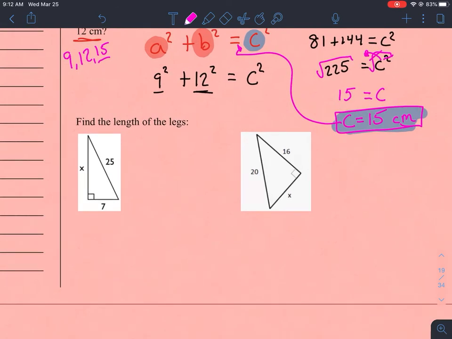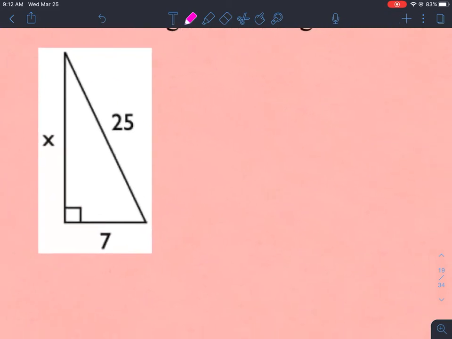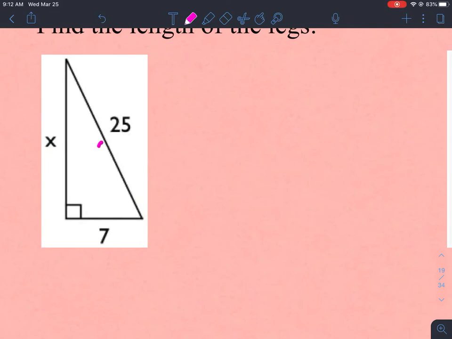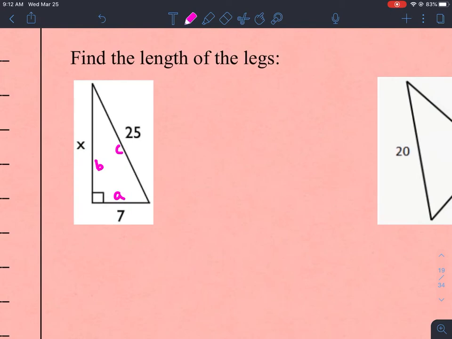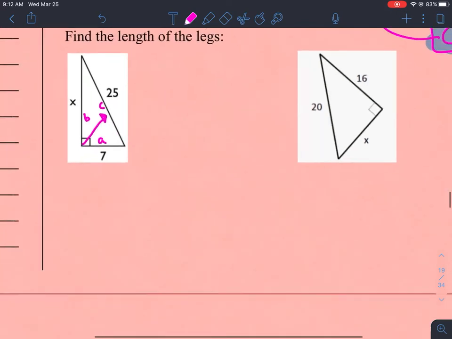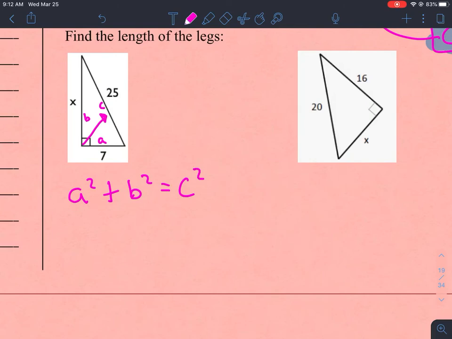Let's just maybe look at one of these, and we'll look at this one right here. So now you notice that this would be the c, we'll call this a and we'll call this b. Your hypotenuse is going to be the longest side, or it's also the side directly across from that right angle. So if I've got a squared plus b squared equals c squared, I know that a is going to be 7, so it's going to be 7 squared plus my b in this case is going to be x, so that's going to be an x squared.